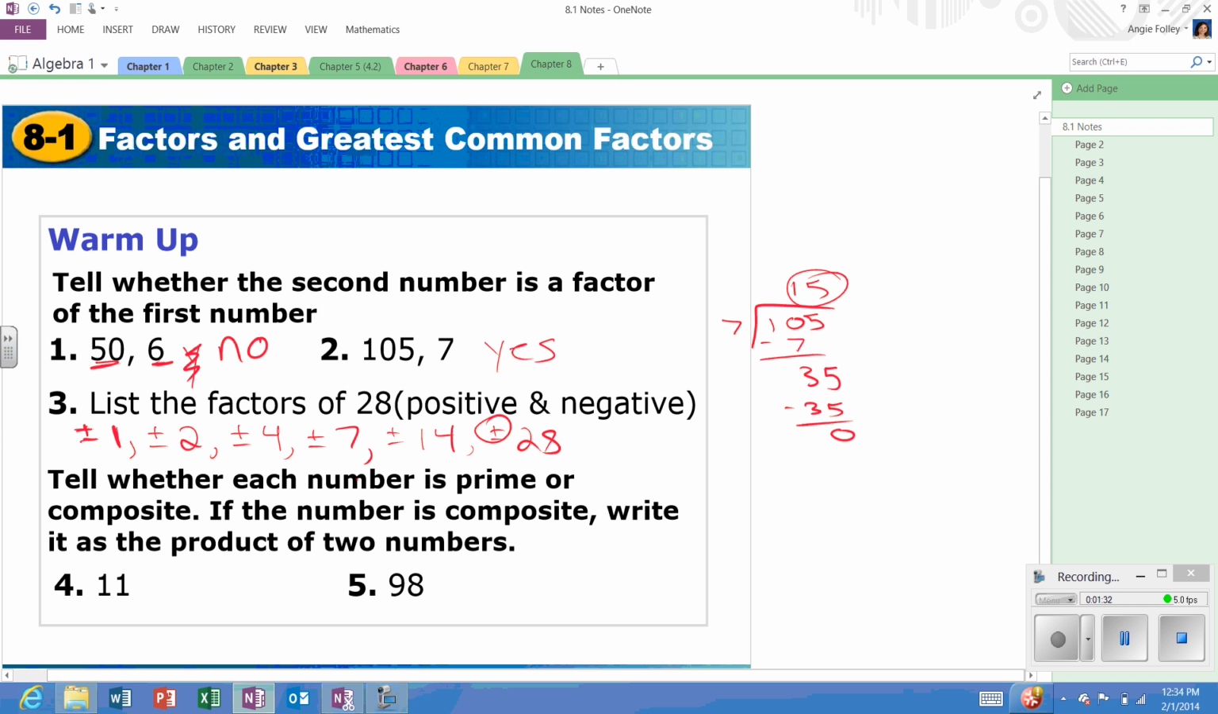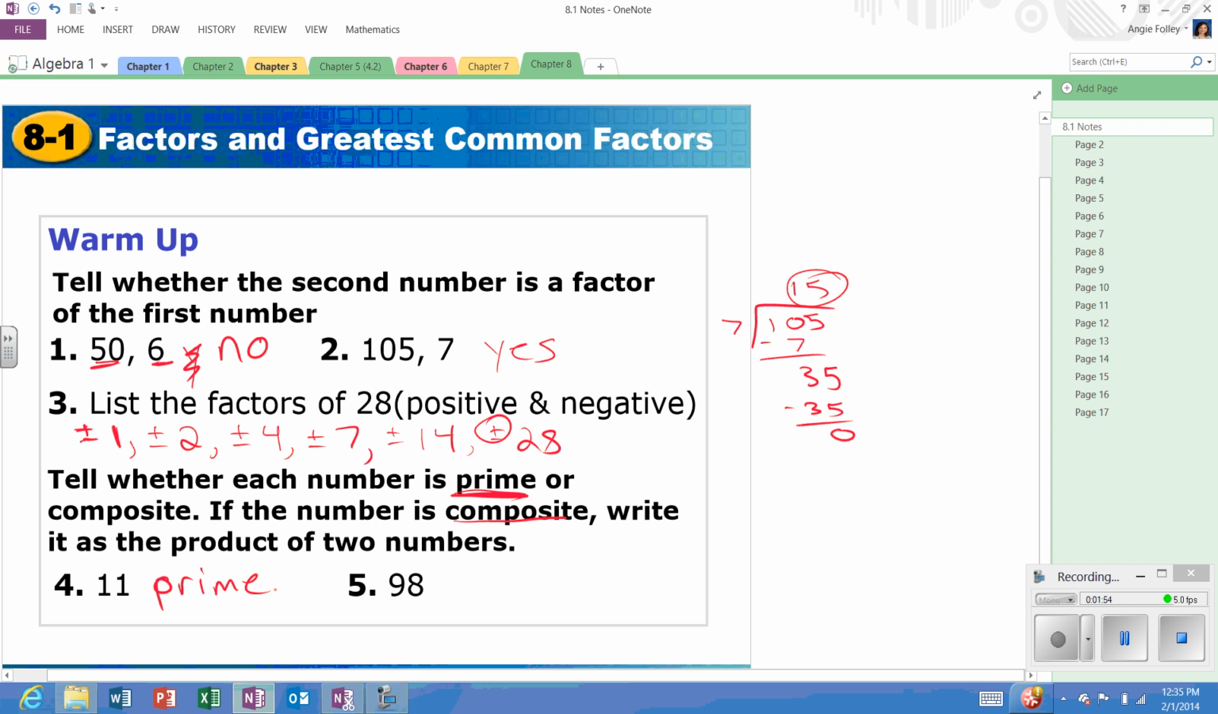Okay, finally, tell whether each number is prime or composite. So prime means that number can only be divided by 1 and itself. If it's composite, they want us to write the number as a product of 2 other numbers. So any factors that go into it. 11 cannot be divided by anything other than 11 and itself. So it is a prime number.